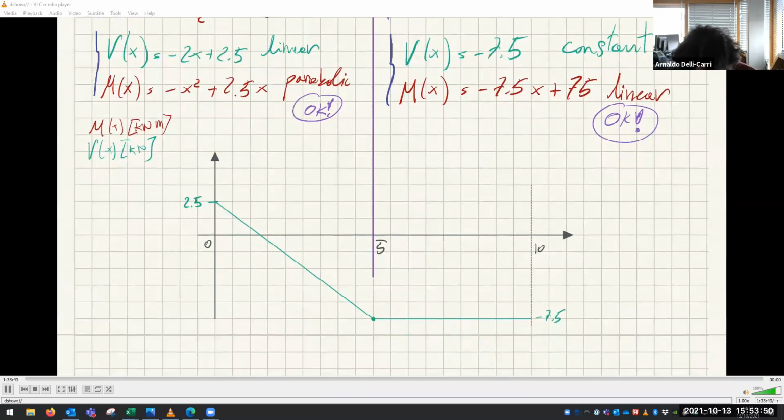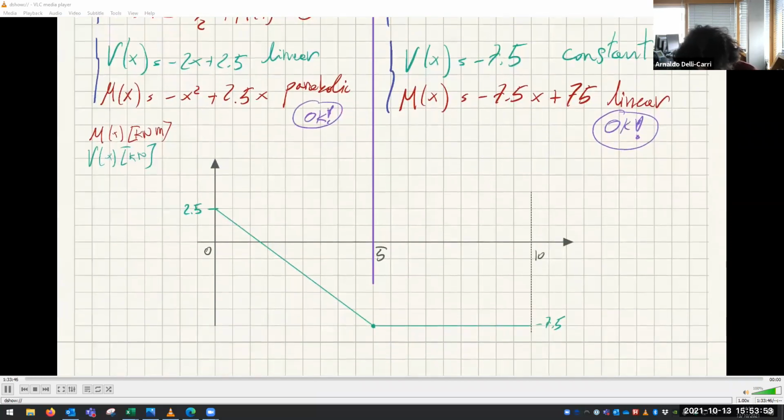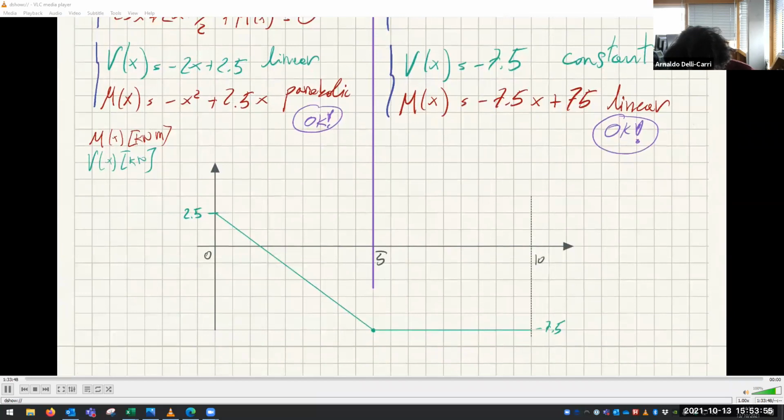Now let's have a look at the moment. For the moment I need 3 points. So let me find out what this point is first. I have to find where this is 0. And that is 0 at 2.5 divided by 2. This point is 1.25. So I can now find the moment at 0, 5, and 1.25.